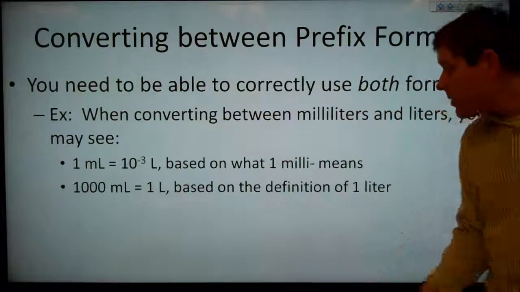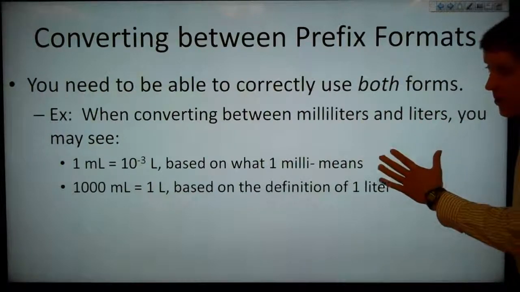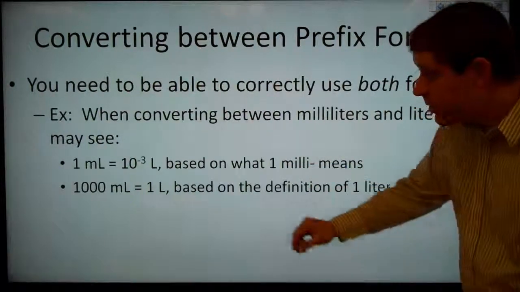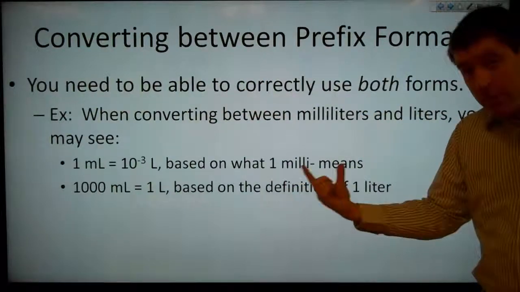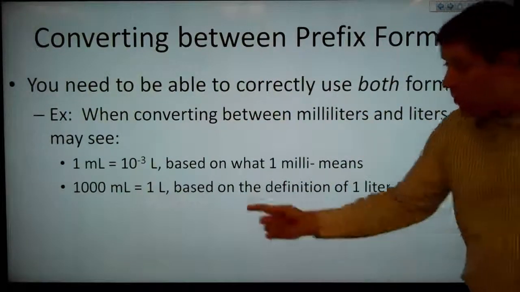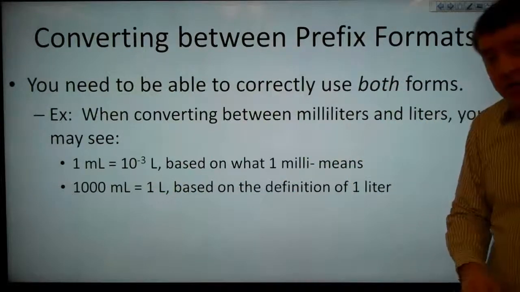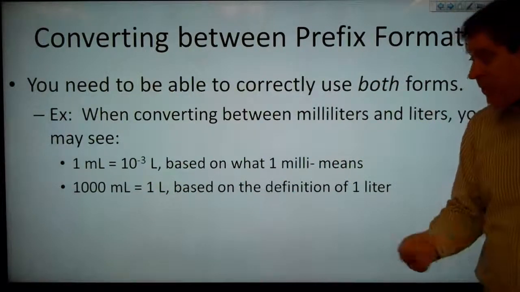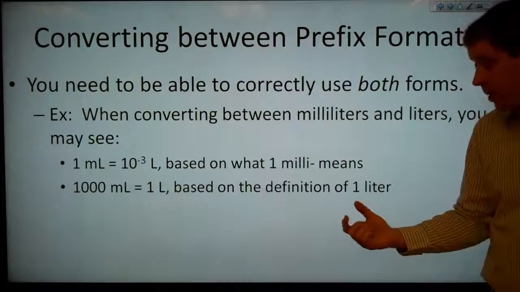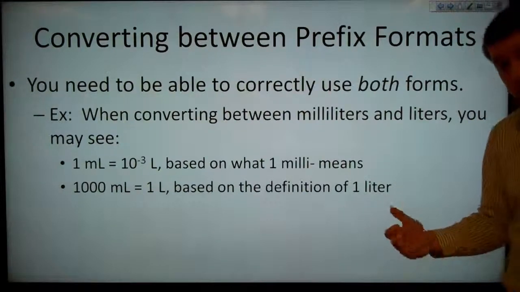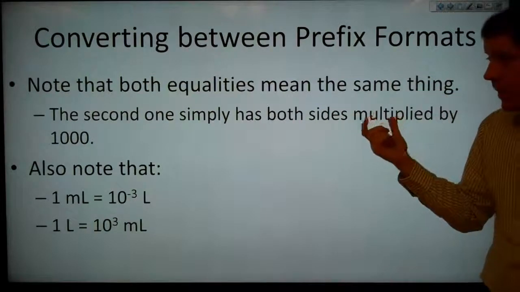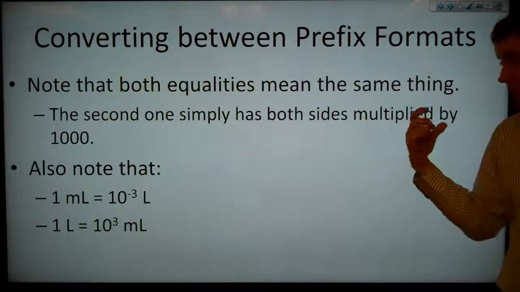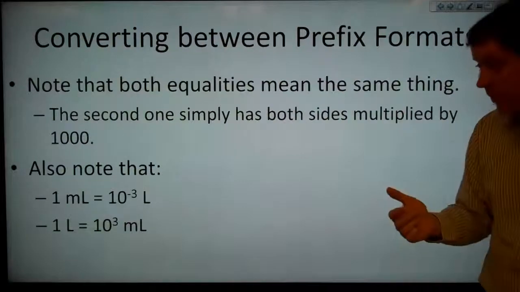So when converting between milliliters and liters, you might see 1 milliliter is equal to 10 to the minus 3 liters, based on what milli means. Or you might see 1,000 milliliters is equal to 1 liter, based on the definition of 1 liter. And note that both of these equalities mean exactly the same thing. The second one simply has both sides multiplied by 1,000 compared to the first one.